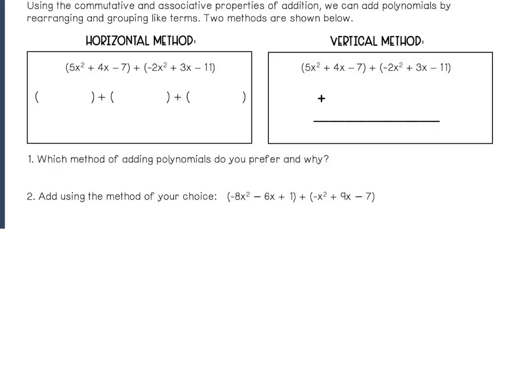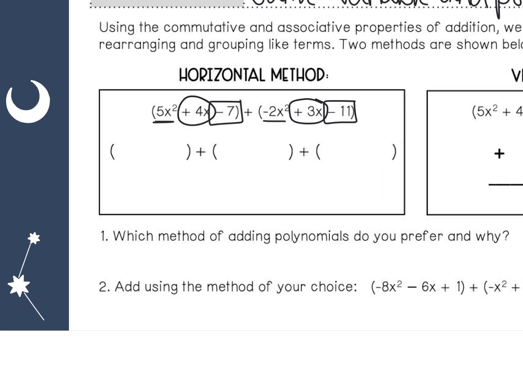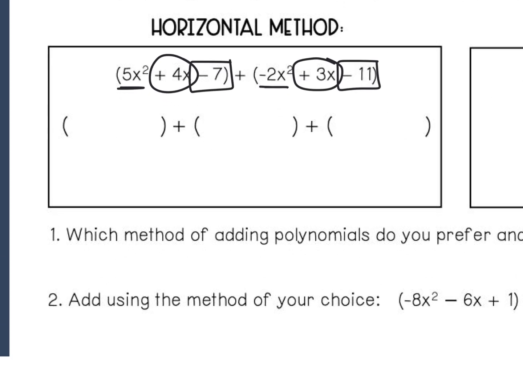We have two different methods. We have a horizontal method. And again, some of you don't even need to do this. Some of you are like, these two go together, and these two go together, and these two go together. Some of you are really good at looking at it like that. As they get longer, that might be a little bit trickier. Some of you like to say, okay, I'm going to put my x squareds in the same grouping, and I'm going to put my x's in the same grouping, and I'm going to put my constants in the same grouping. So you can do it that way.